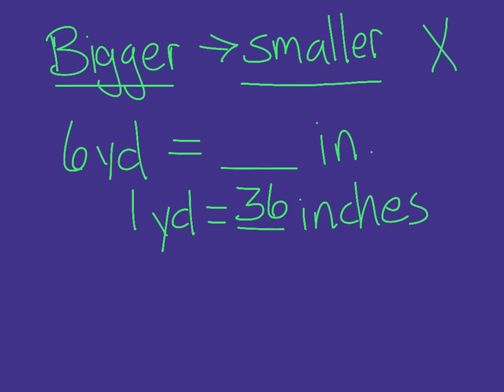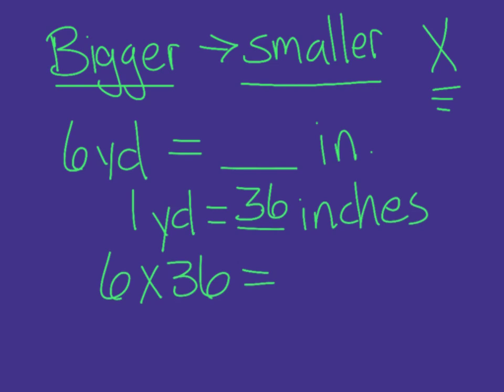Knowing that I have to multiply when I'm going bigger to smaller, I'll go 6 times, and I'm using the number 36 because there's 36 inches in a yard. 6 times 36. So I'm going to go ahead and multiply 6 times 36.